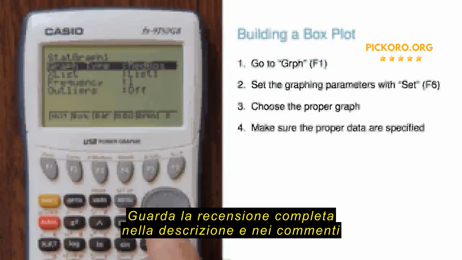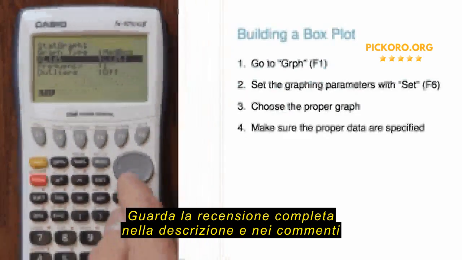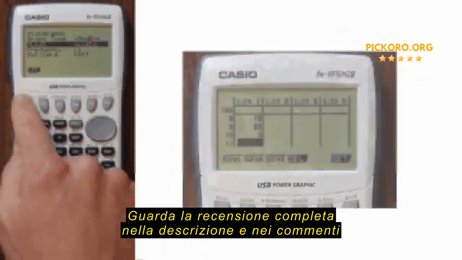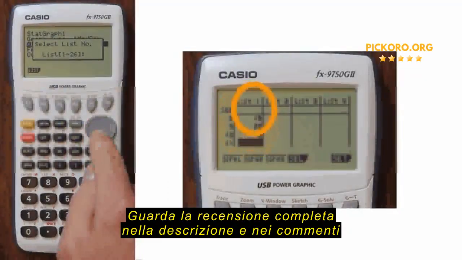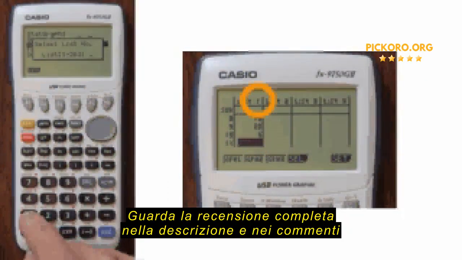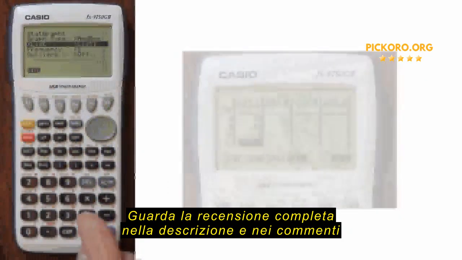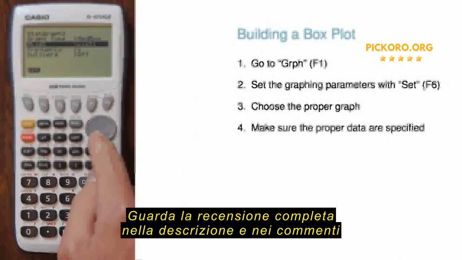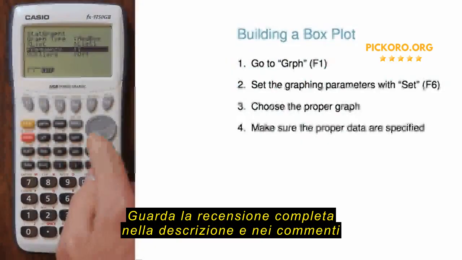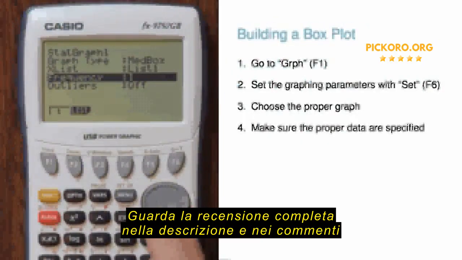We can specify the list for our data by navigating to the next item. If we hit F1, then we can choose the numbered list that we want to use. The frequency entry is an option for if our list actually corresponds to values and we need to list how many times those values occur. Usually we just use frequency 1.